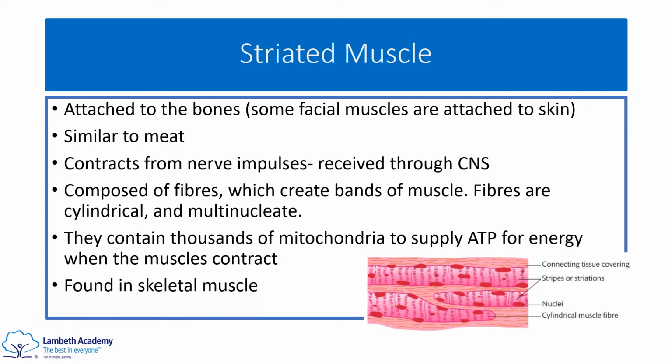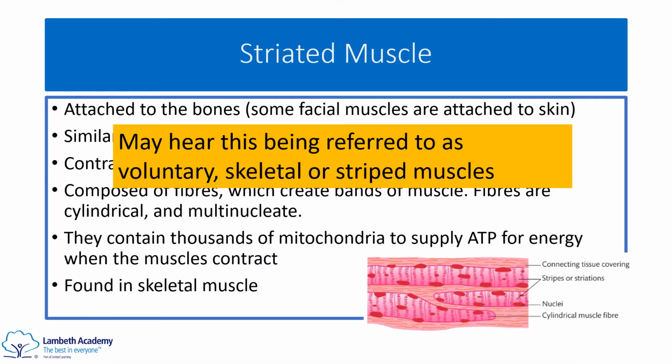When we are talking about striated muscle, this is skeletal muscle. So this is your hamstring, your quadriceps, your pectorals, your biceps, your triceps. These are the muscles that we use every day to make ourselves move. And finally, one last thing, you may also hear striated muscles being referred to as skeletal, striped muscle or voluntary muscle. For this exam, you are most likely to hear them called striated muscle, but if you are doing extra research or revision outside of these lessons, please be aware that you may see it referred to as one of these.